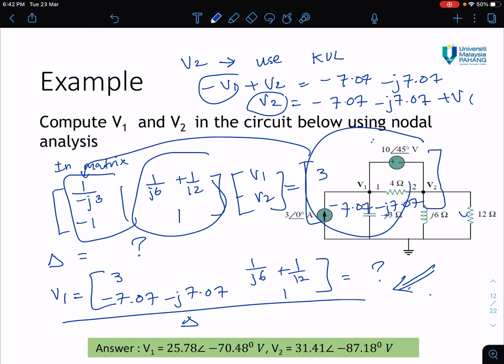So of course, you need to work it out, calculate it, and use your calculator properly, and then I believe you can obtain this answer.